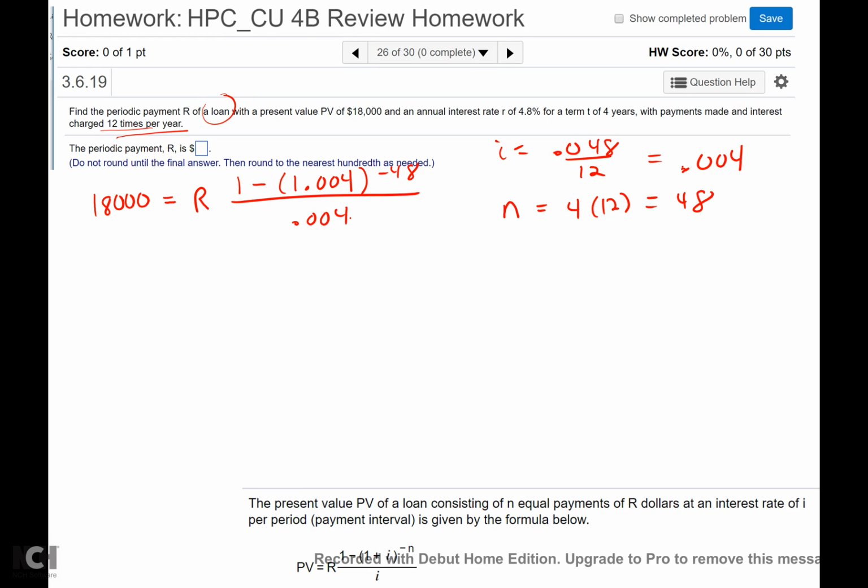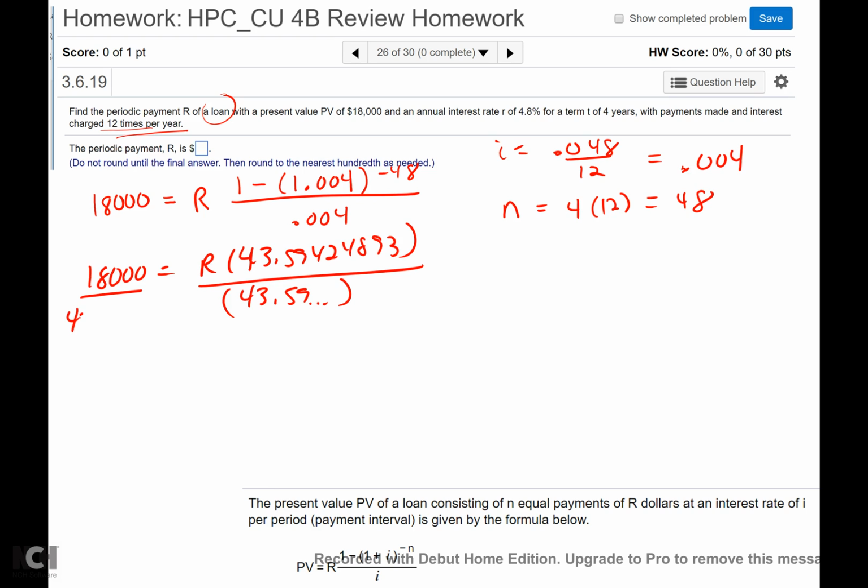1 minus that answer, divided by 0.004. I have 18,000 equals R times 43.59424893. Divide by 43.59, sorry, not 99. My revenue will be 18,000 divided by my answer. $412.90 is what your payment will be.